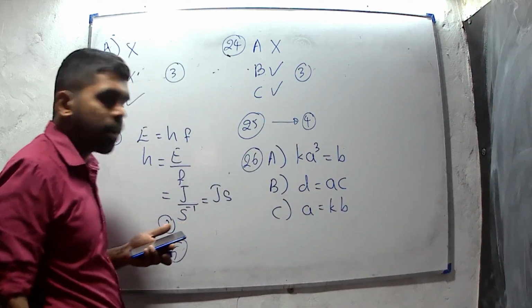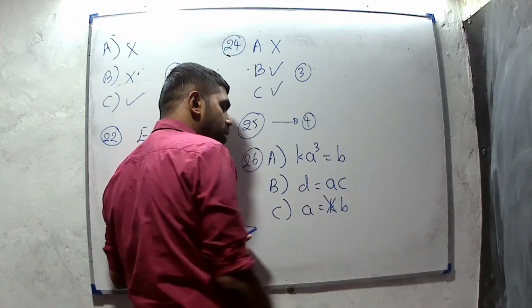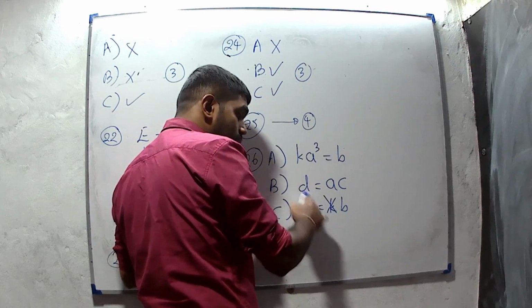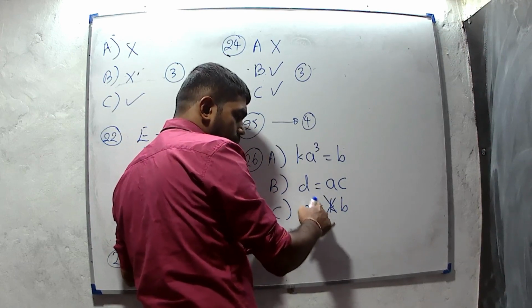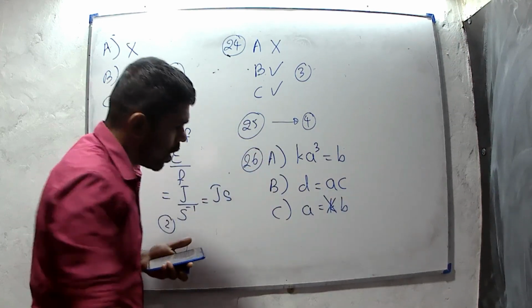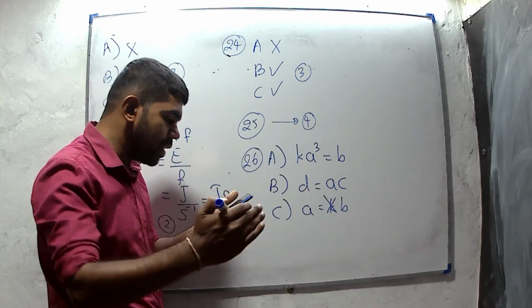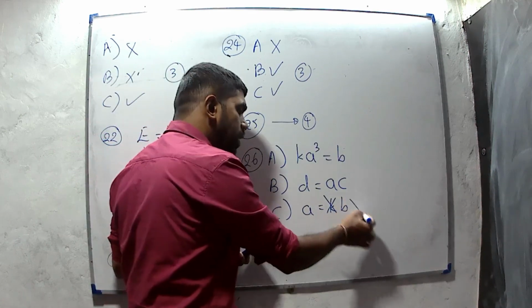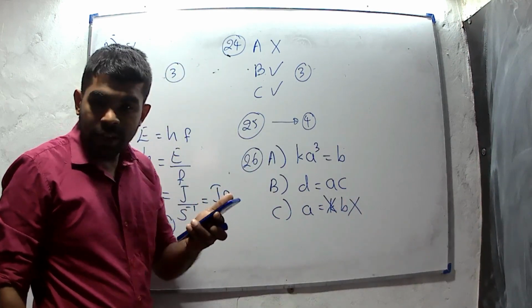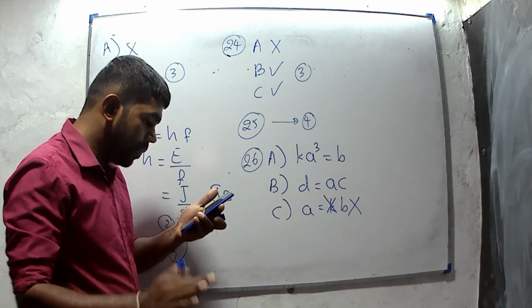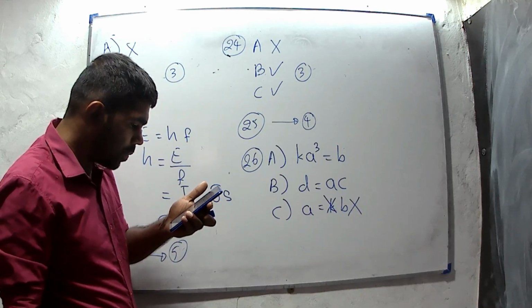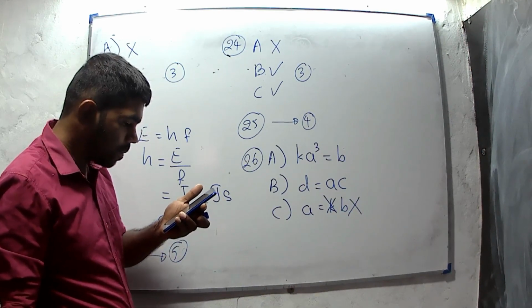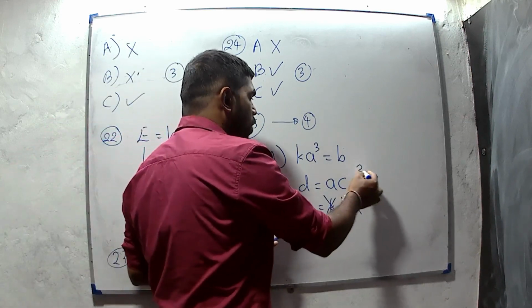We can't accept C because K is a dimensionless constant, and therefore A should have the same dimensions as B if this equation is correct. But they have given A, B, C, D are physical quantities having different dimensions, therefore C is incorrect. Then A and B could be dimensionally valid. Therefore, answer should be 3 for question number 26.